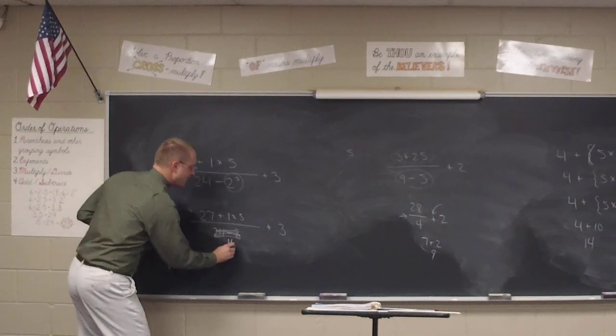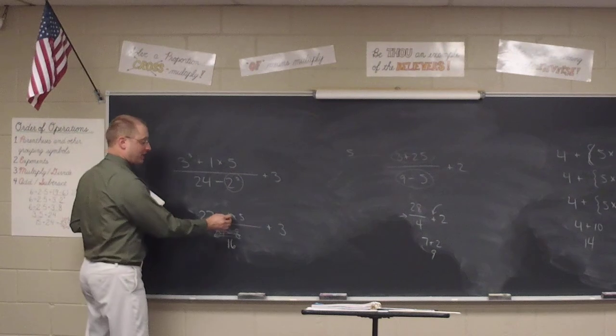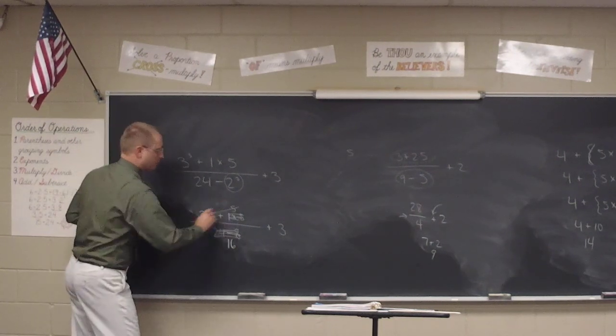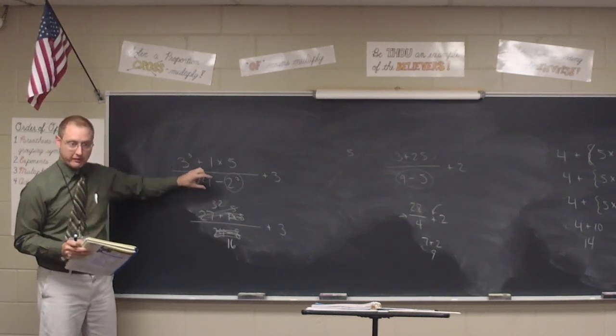Thank you, Evie. And in the numerator, I've got 2 steps, an addition and a multiplication. Which first? Multiplication. 1 times 5? 5. Then we can add to get 32. And now I've got a division. Everything's simplified at the top. I've got a single number.